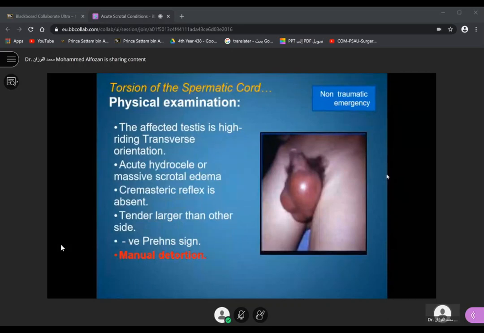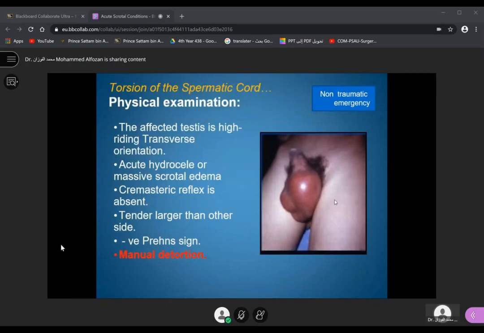So what helps you to differentiate between epididymorchitis and torsion? In the epididymorchitis, the testis will be in the normal position. In the torsion, it will be high riding. Also, in the torsion, when you stimulate the cremasteric reflex, it will be absent. In the epididymorchitis, it will be there.